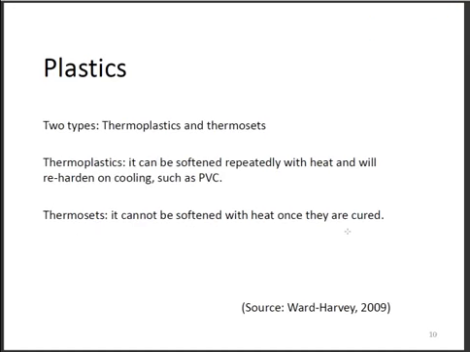There are two types of plastics, the thermoplastics and thermosets. The difference between these two is that thermoplastics can be softened repeatedly with heat and will reharden on cooling, such as PVC, and thermosets cannot be softened with heat once they are cured.